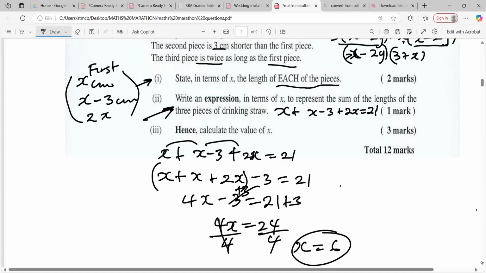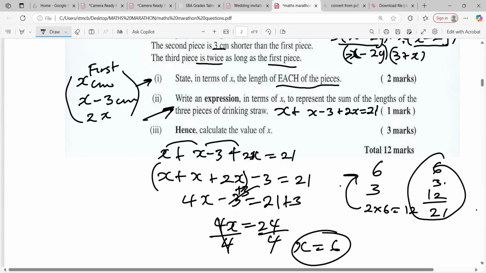And we could check, right? If the first piece is 6, the next piece will be 3, right? And then the next one will be 2 times the 6, which is 12. If this does not come back to 21, we must have done something wrong. So 6, 3, 12, that's 21. Yeah, it's correct. Because the 3 of them must add up to 21, right?